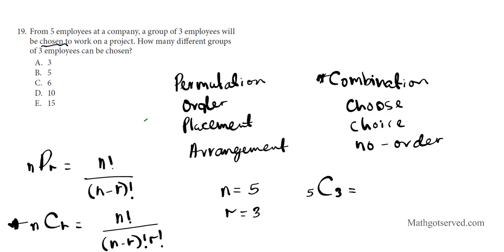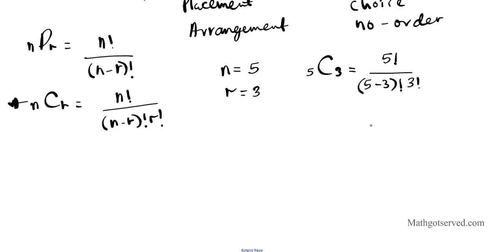5C3 is going to be 5 factorial over (5 minus 3) factorial, 3 factorial. So all I basically did here was plug in 3 for r and 5 for n. Okay, so let's work it out. So we're going to have 5 factorial over (5 minus 3) factorial, which is 2 factorial, times 3 factorial.